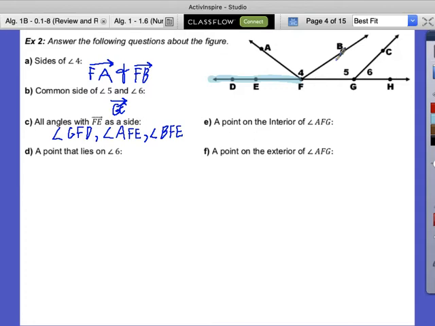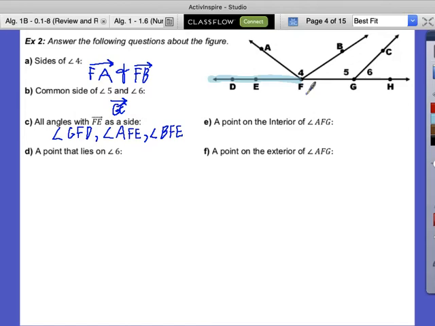Great question. Could angle 5 also work? Does it have ray FE as a side? Actually, it doesn't have ray FE as a side. It has ray GE or GF, like from E to G. For it to have ray FE as a side, it has to have the vertex as F. So whenever a ray is the side of something, the endpoint of the ray has to be the vertex. Does that answer your question? Okay, that's a great one though.